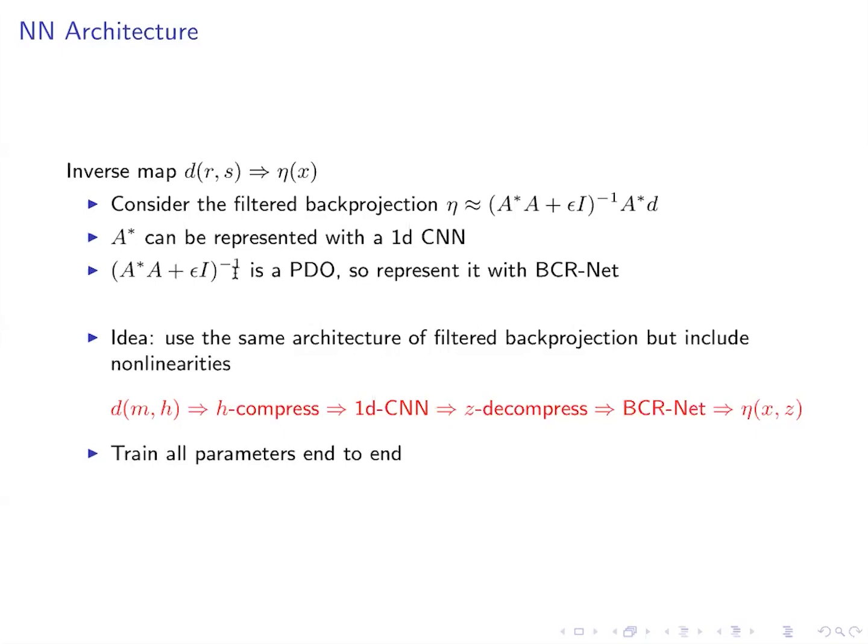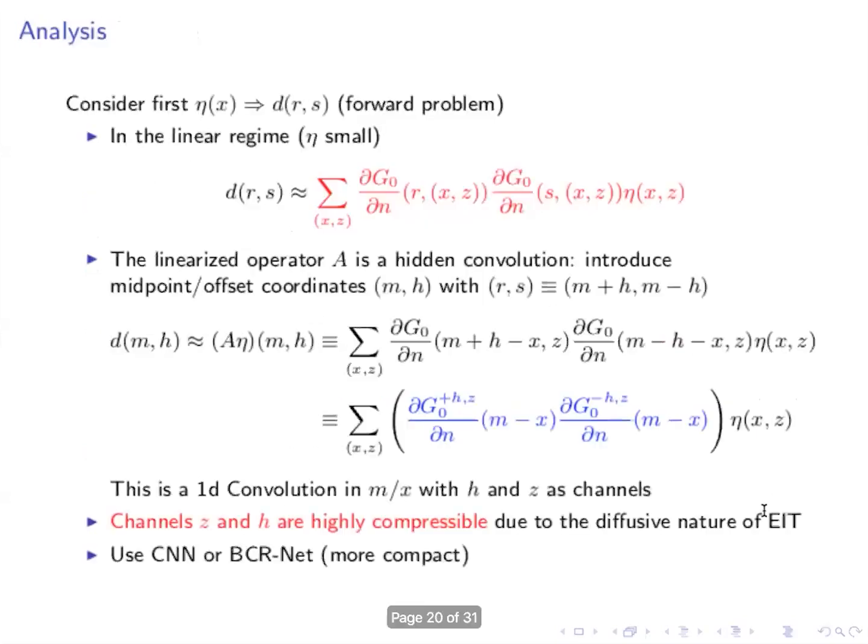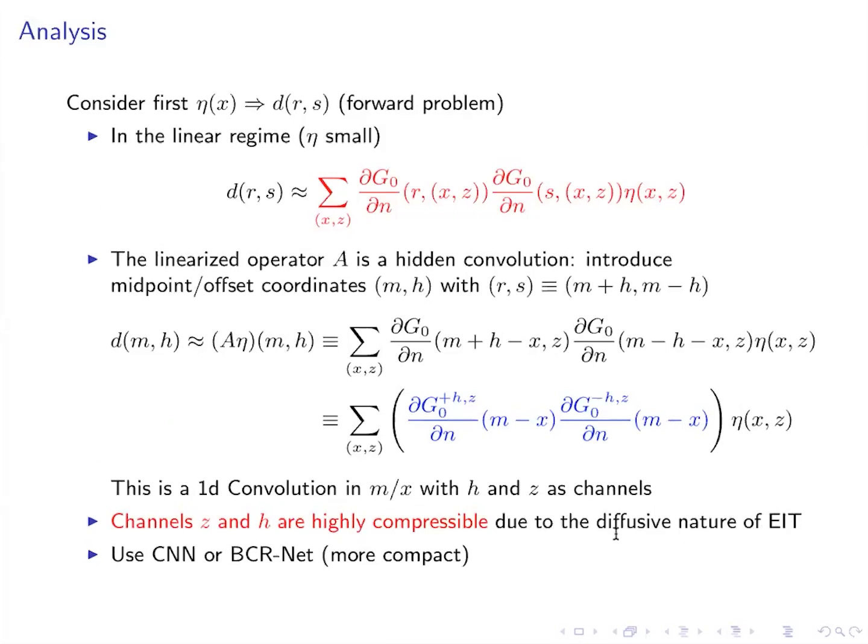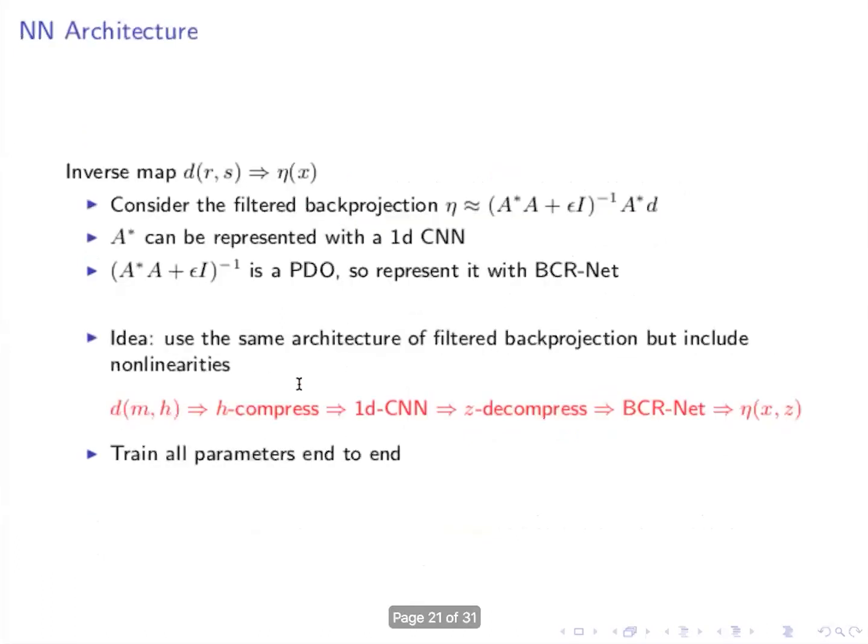The adjoint operator, the inverse of the normal operator, is a pseudo-differential operator. It can be represented with BCR. Now, one thing I didn't emphasize on the previous slide is that because of the diffusion nature of the EIT, you can perform a lot of compression in the depth direction, also in the offset direction. So this is also what we do here. For the inverse problem architecture, when we take the data, we first perform the compression in the H variable, and then do a 1D CNN, then decompress the Z variable, and then eventually go through a PCRNet to get the eta back.